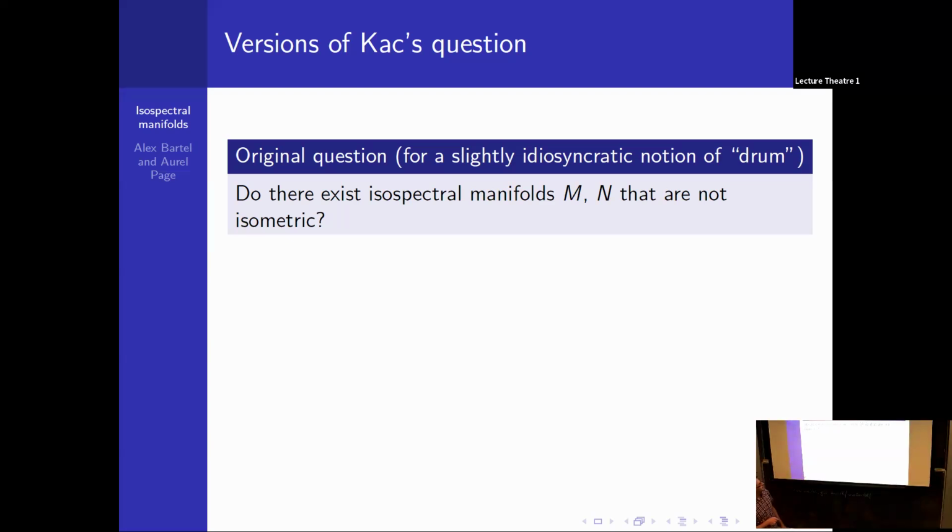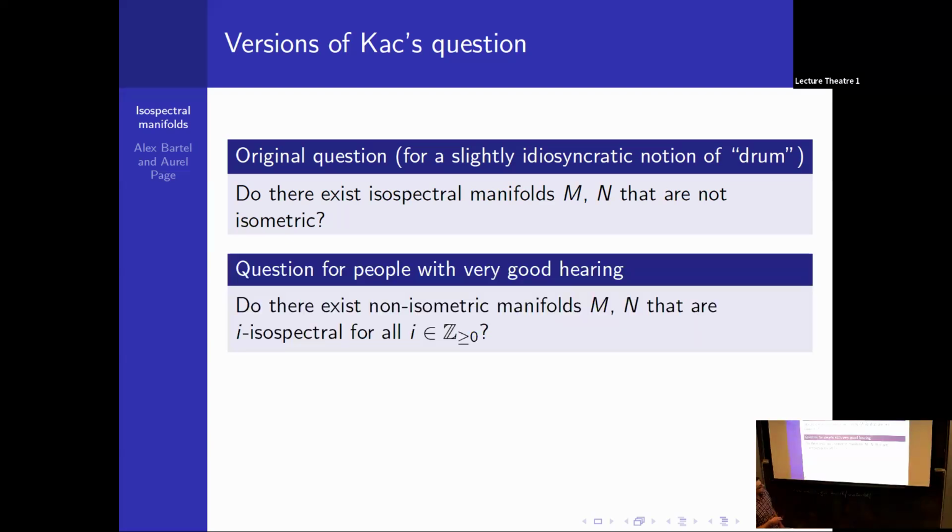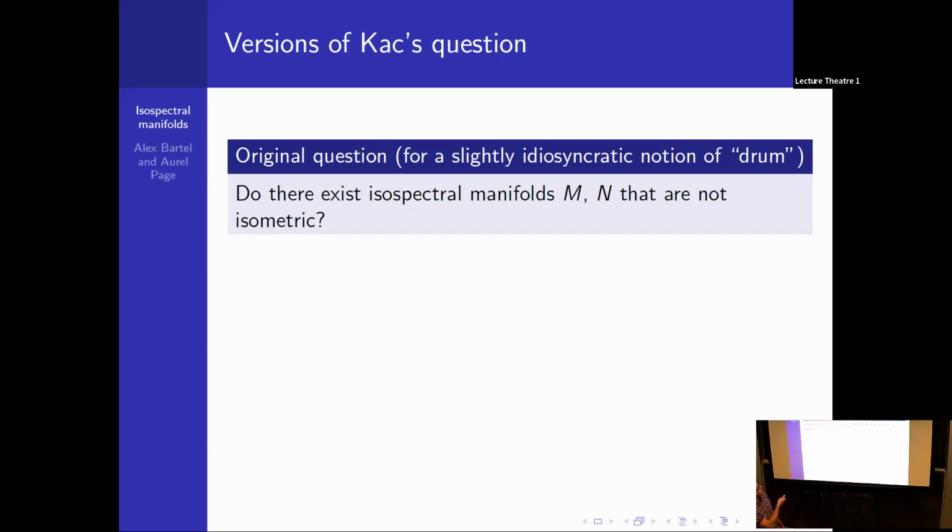Okay, so this is the original question. Now, it turns out it'll be a bit more interesting to soup it up a bit and imagine that we have unbelievably good hearing. We can hear not just the manifold, but also some sorts of vector bundles on it. Maybe I should have said, actually, to the original question, the answer is that there do exist manifolds like this.